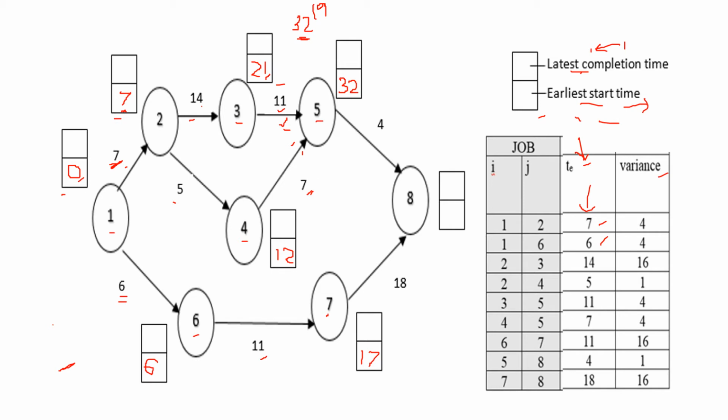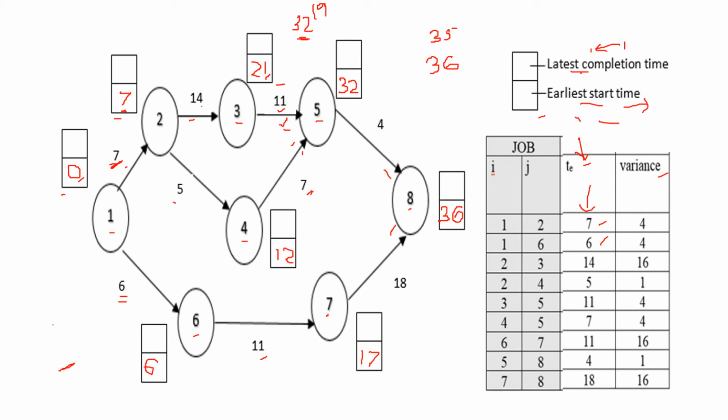Now come to node 8. Here also the same case. Two lines are coming, from 5 and from 7. Okay. 32 plus 4 is 36 and 17 plus 18 is 35. So which is maximum? 36 is maximum. So write 36 here. Okay. Now you got the earliest start time for all the nodes.